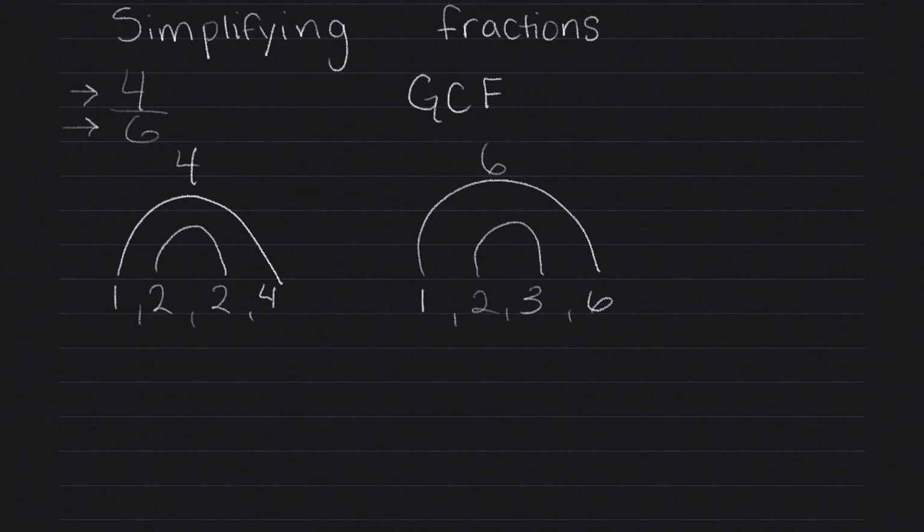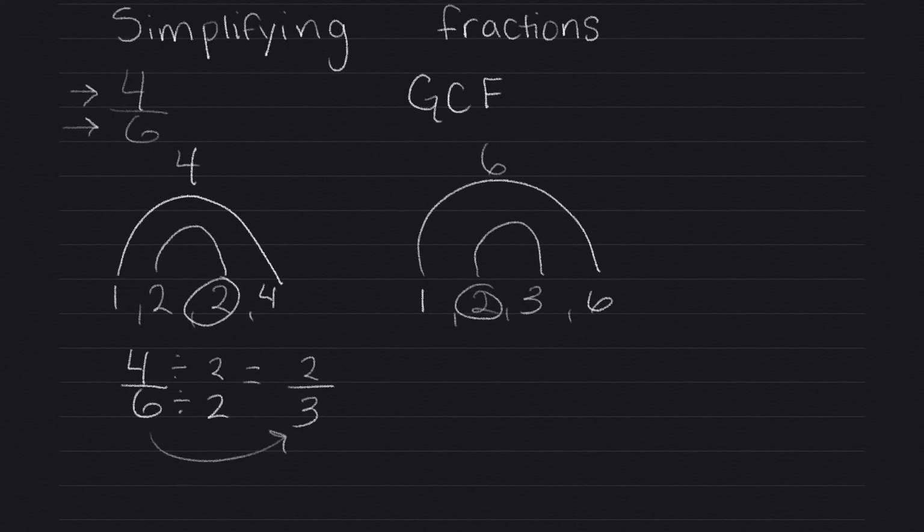The greatest common factor, meaning the largest factor they have in common, is 2. That is the biggest number they both have. So I will take my 4/6, my original fraction, and I'm going to again divide. And I want to divide by 2. 4 divided by 2 is 2, and 6 divided by 2 is 3. So once I've simplified, 4/6 has turned into 2/3.